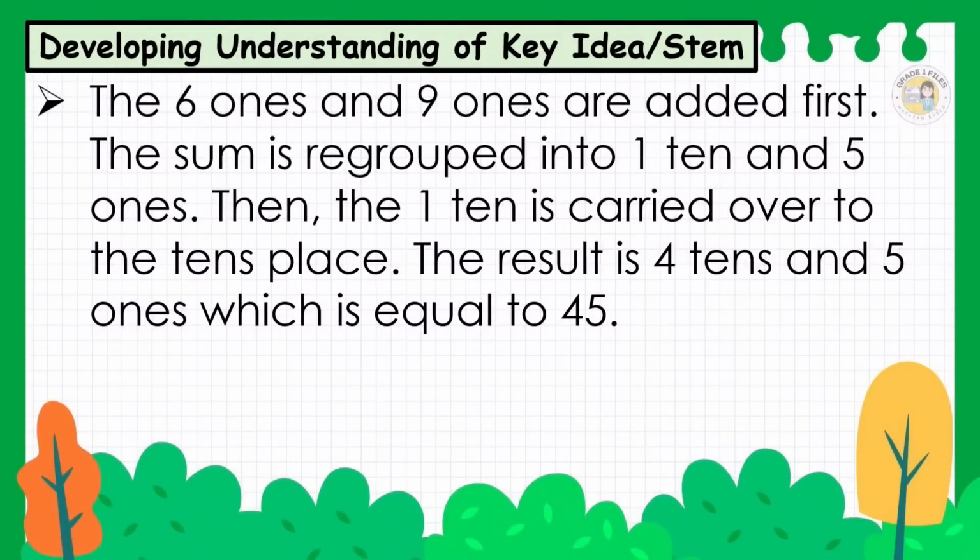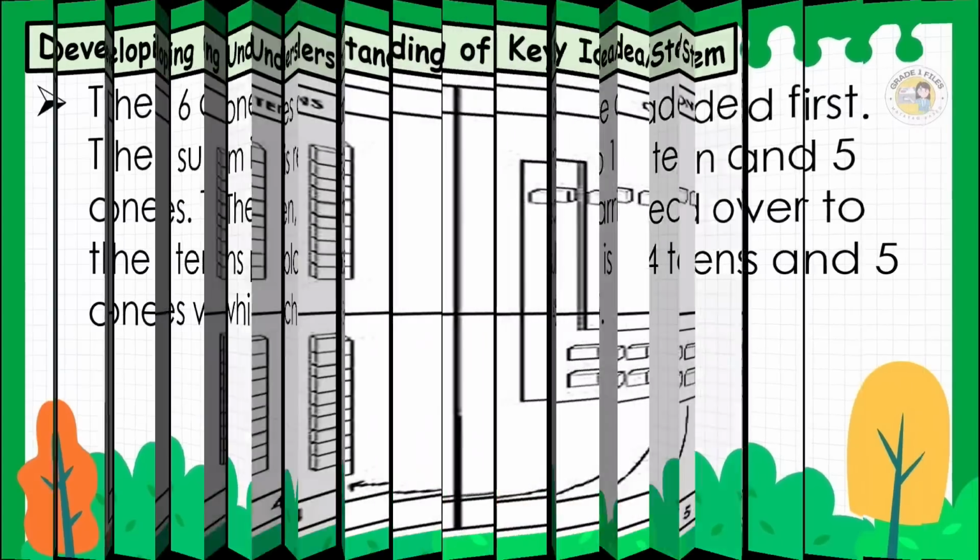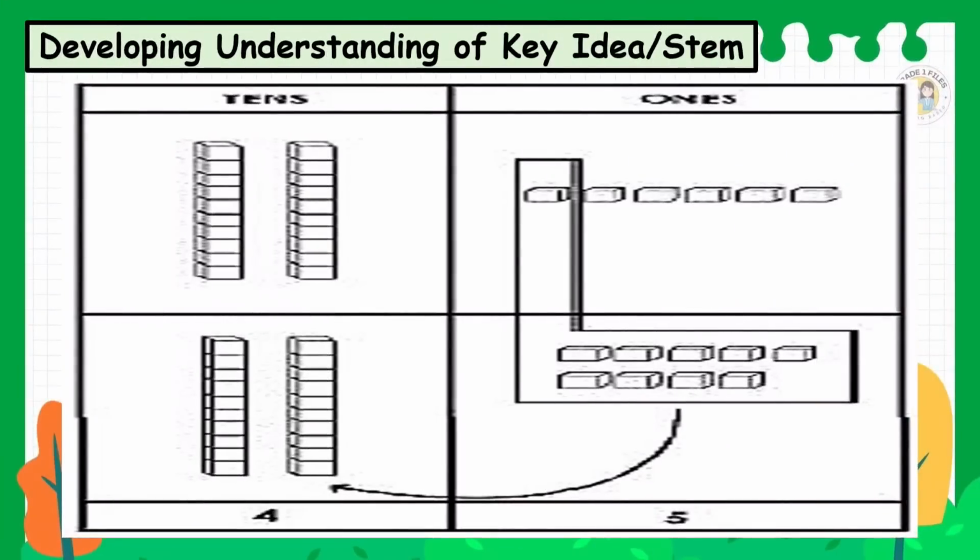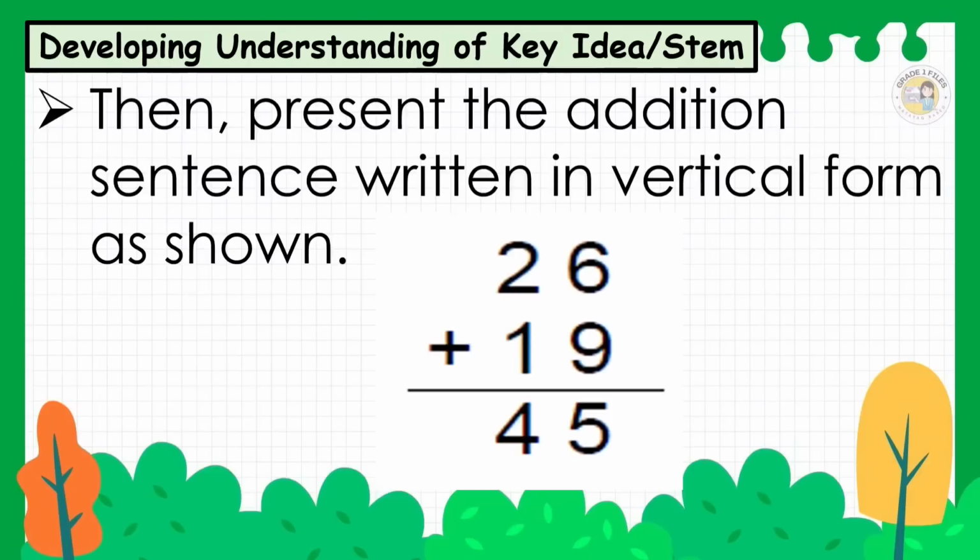The 6 ones and 9 ones are added first. The sum is regrouped into 1 ten and 5 ones. Then, the 1 ten is carried over to the tens place. The result is 4 tens and 5 ones, which is equal to 45. Then, present the addition sentence written in the vertical form as shown.